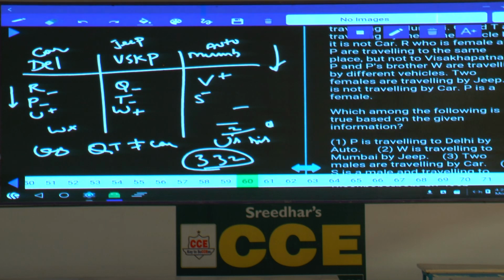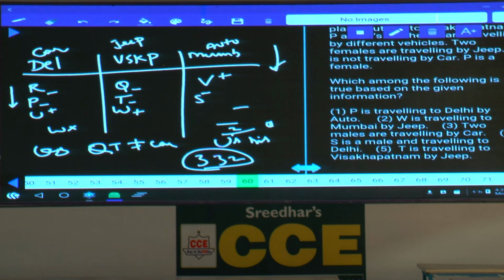Then question number 60. Which among the following is true based on the given information? P is travelling to Delhi by auto, false. W is travelling to Mumbai by jeep, that is also false. Two males are travelling by car, that is also false. S is a male and travelling to Delhi, false. T is travelling to Visakhapatnam by jeep, that is definitely true, choice 5. (56 to 60).